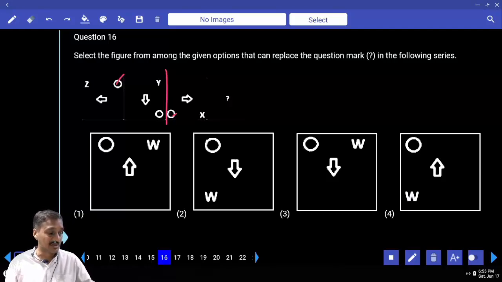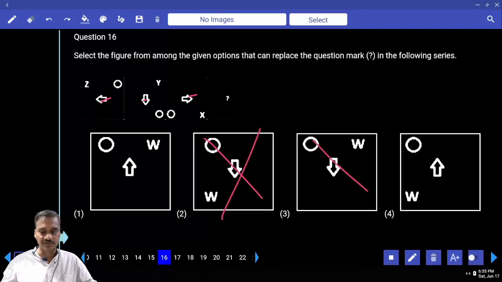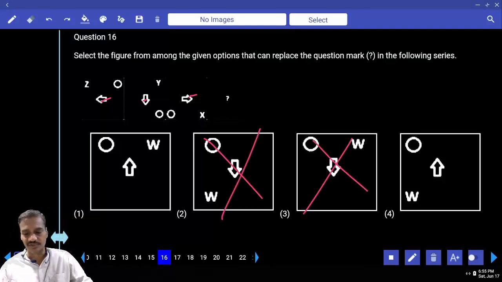Then coming to the next one, the arrow. From here to here, by how many degrees is it rotated? Now from here to here, it is rotated by 90 degrees in the anti-clockwise direction. So it must point towards north. And so these two were ruled out. Now we are left with the remaining two.